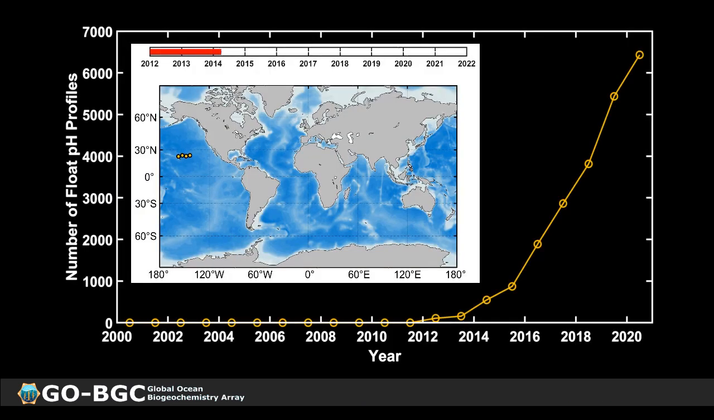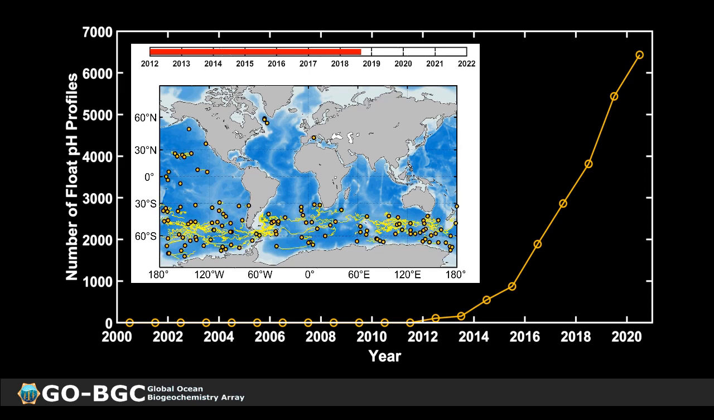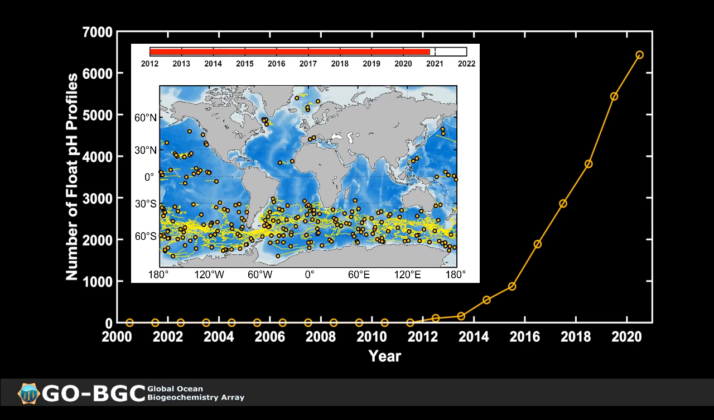I want to start this talk by showing this animation that shows the location of all of the floats that have been equipped with pH sensors that have been deployed so far. This data was extracted from the Argo data assembly centers, and the first pH floats were deployed in 2012. Since then, as you can see from the plot, the number of pH profiles from floats per year has been steadily climbing, and in 2020 reached about 6,500 profiles per year.